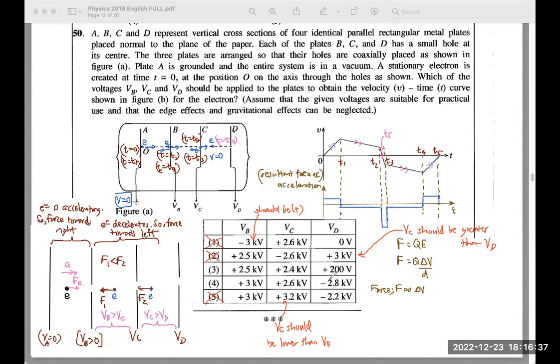So which one do you think is the most appropriate answer? Third or fourth? How do we decide? Between VC and VD, the difference must be huge, because you can see from C to D, the deceleration is extremely high.